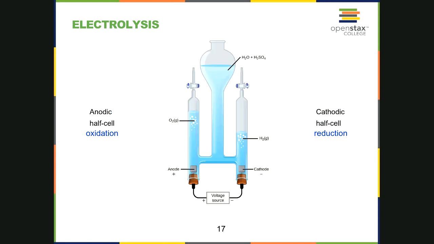Another example is what we have here. Notice again, you have a voltage source. We're not measuring a voltage, we're applying a voltage so that we can then force these reactions to happen. So we're starting with water, and we're going to take the oxygen from the water and make oxygen gas. We're going to take the hydrogen from the water and make hydrogen gas. So you can see those bubbling up in the water, and then we're collecting those.